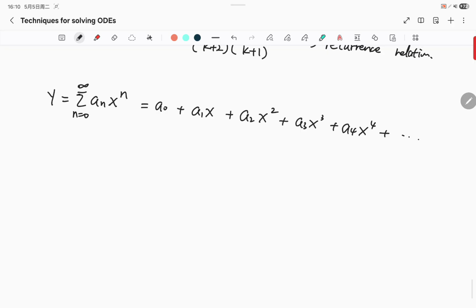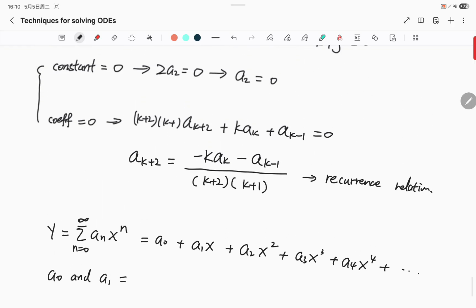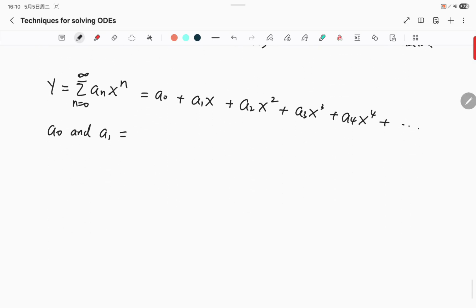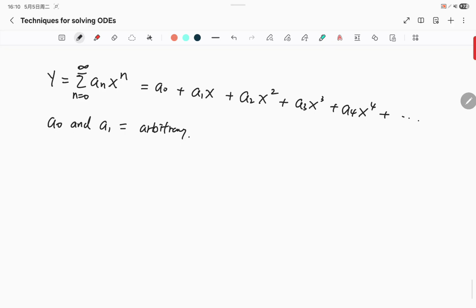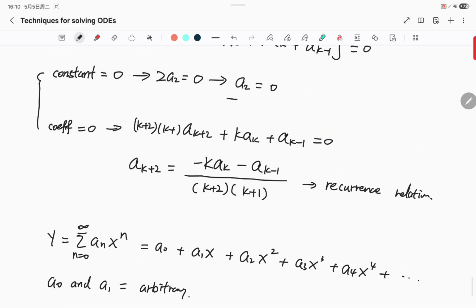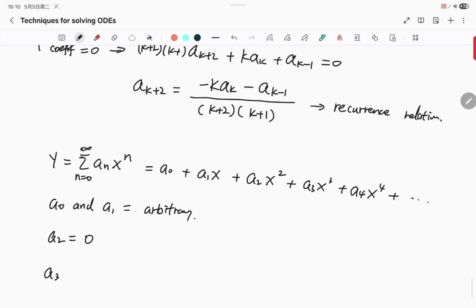So we have a0, we also have a1. Since we never had anything about a1 and a0, these two terms are arbitrary, meaning they can be whatever value you want them to be. The first value we find is actually a2, which we said is equal to 0 here. And starting from a3, we're going to use the recurrence formula.